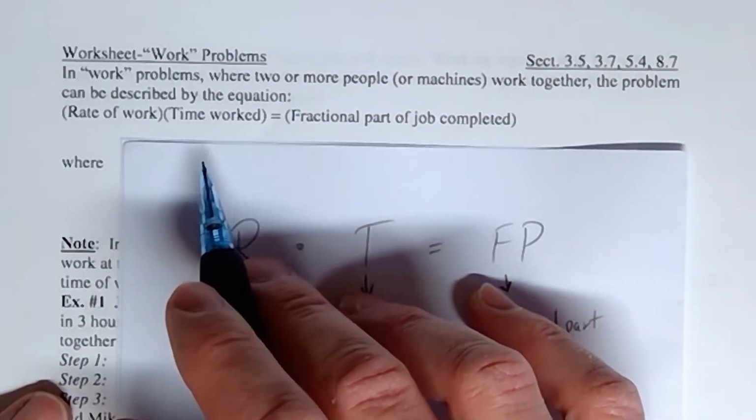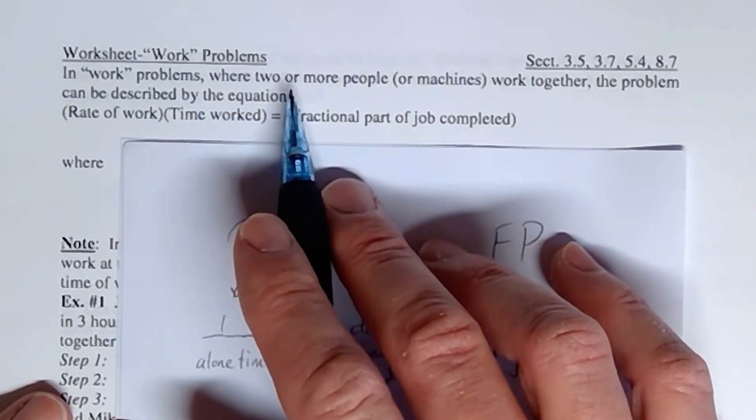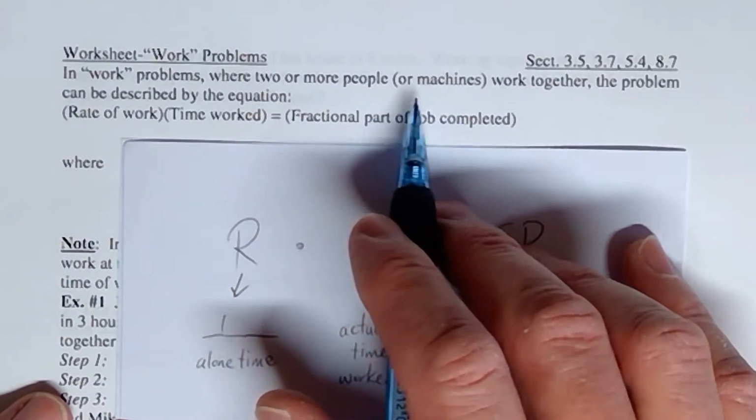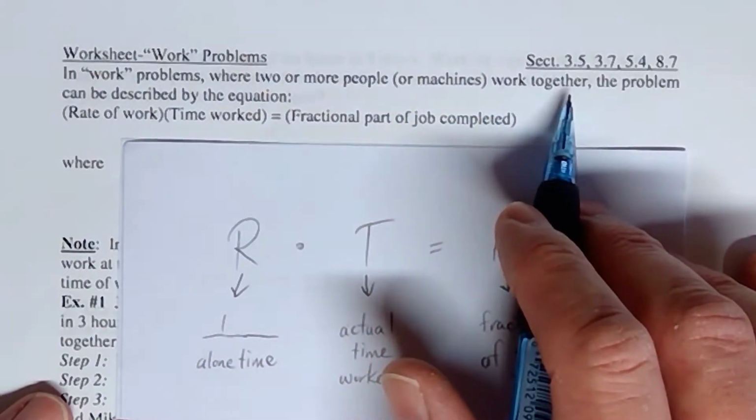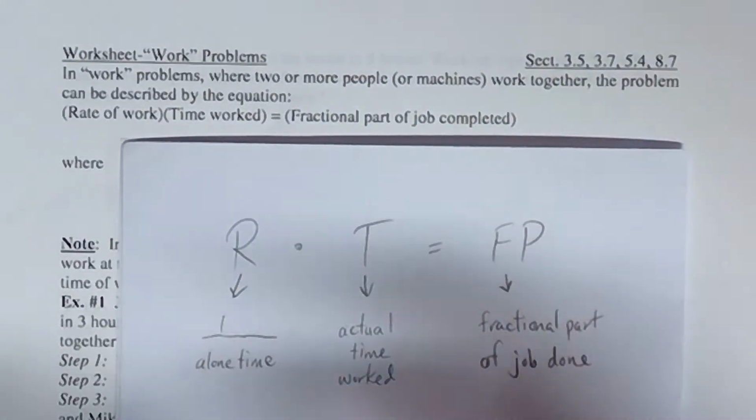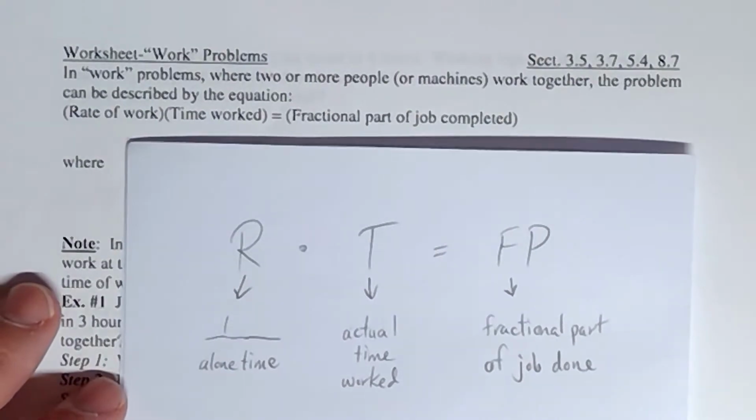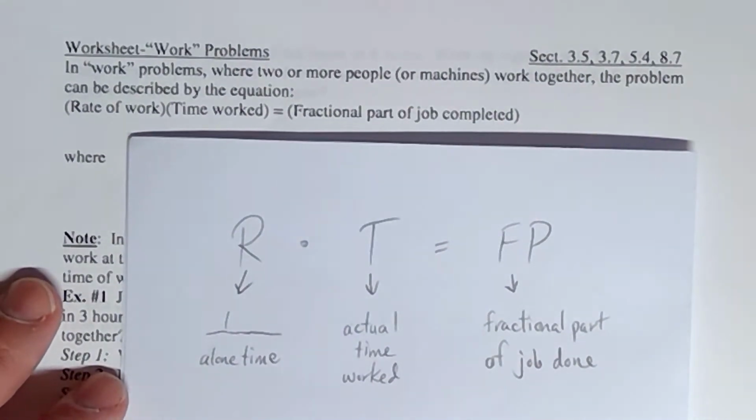What exactly does that mean? It is referring to when two or more people, or it could be machines, two or more machines, working together, all right? What happens in that case? How do we handle that when two or more people are working together, or machines?